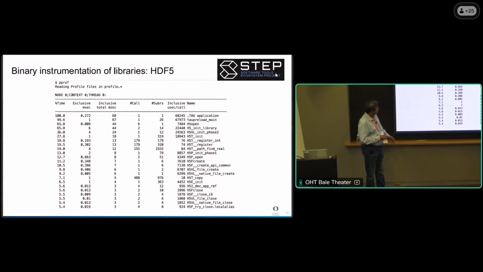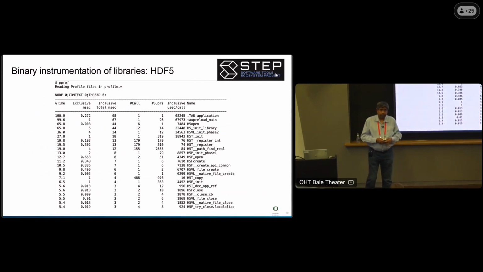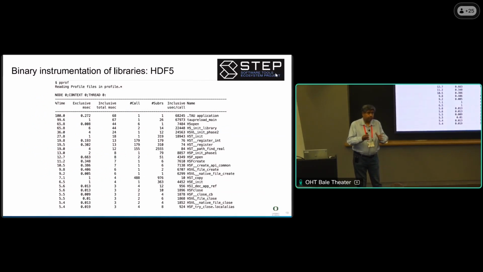And to show you an example, here is a profile where I have just said with a filter file that I am only interested in HDF5 and only use instrumentation in H5 star. Any function that starts with capital H5, please instrument it. The rest of them, ignore them. So you can see all the H5 functions instrumented by rewriting the library.